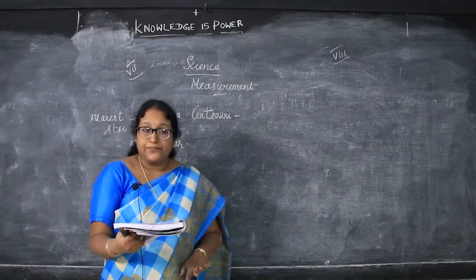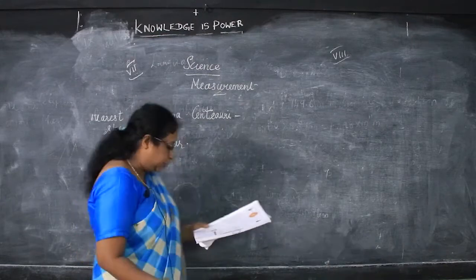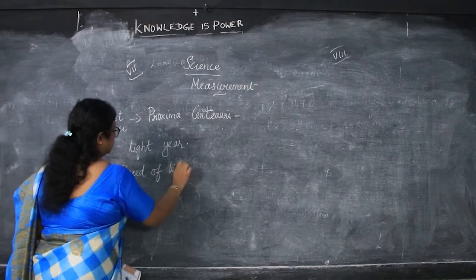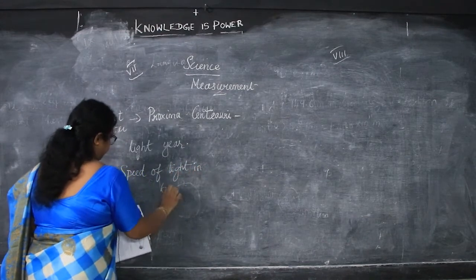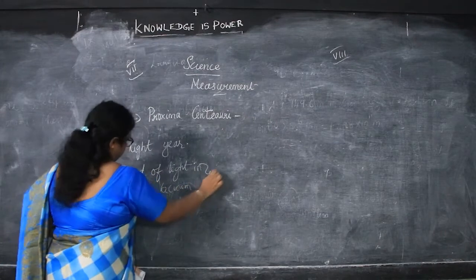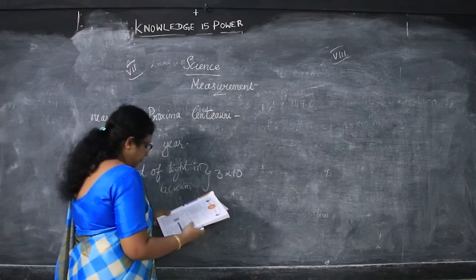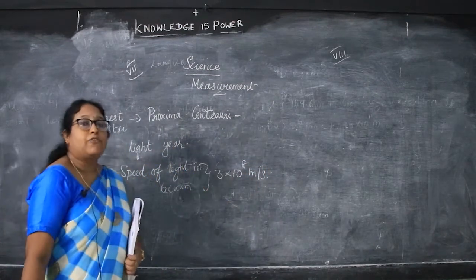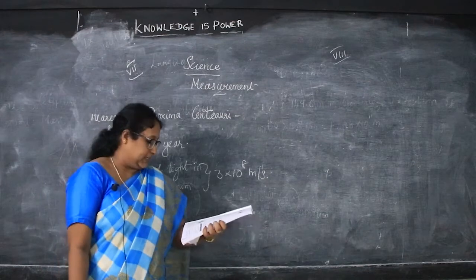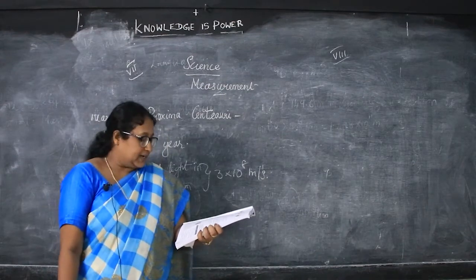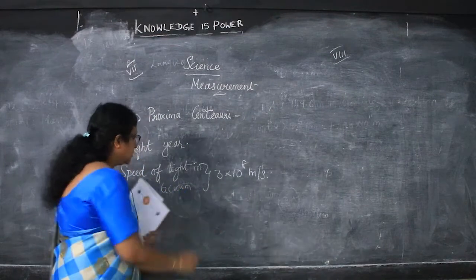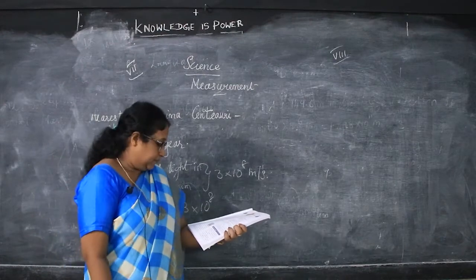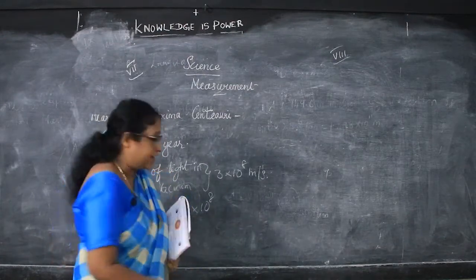Now, we have learnt that the speed of light in vacuum is 3 into 10 to the power of 8 meter per second. So, what is the speed of light? 3 into 10 to the power of 8 meter per second. This means that light travels a distance of 3 into 10 to the power of 8 meters in 1 second.